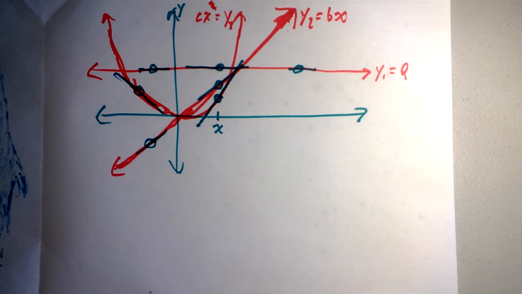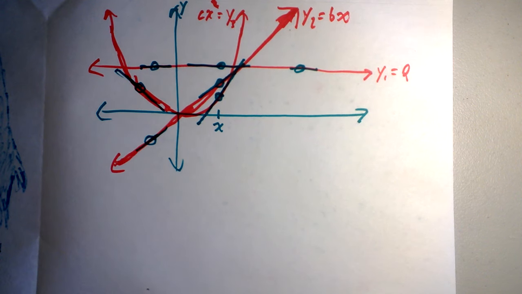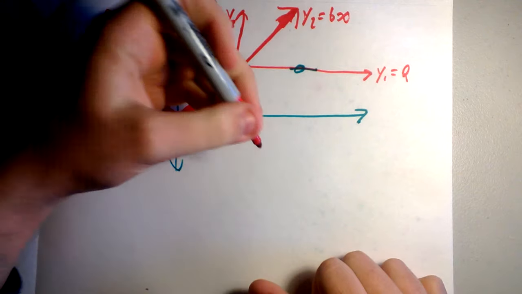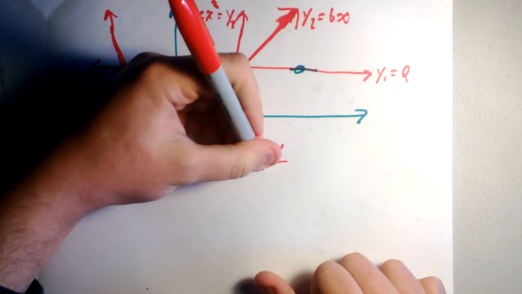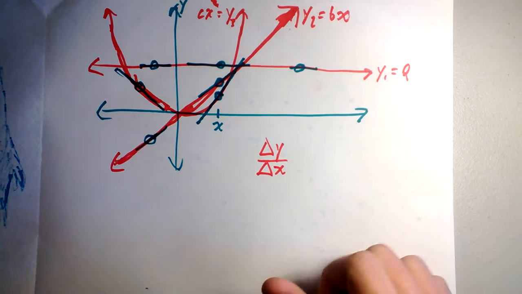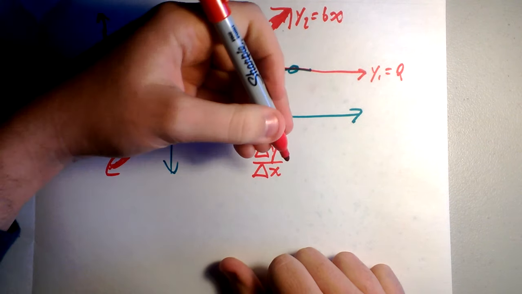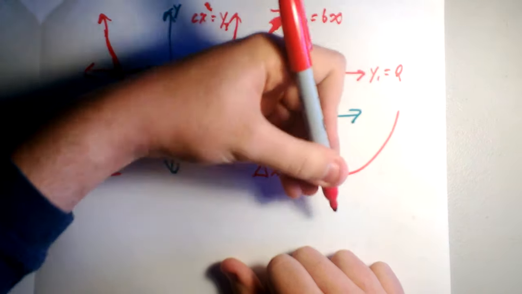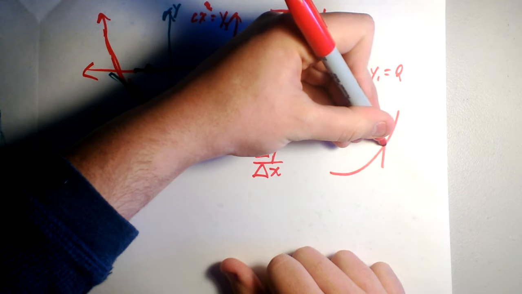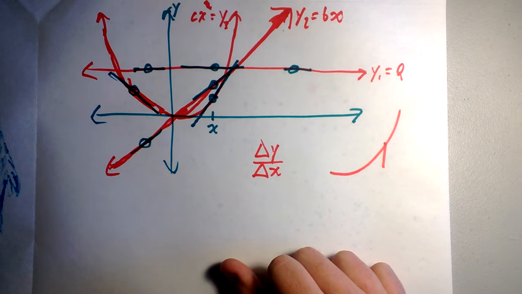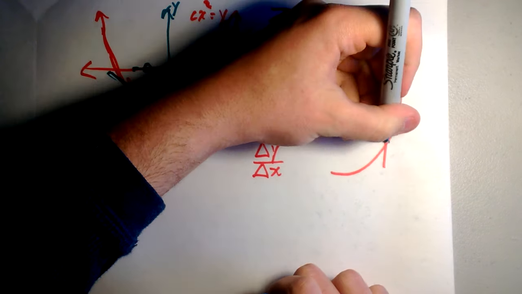So we need to define slope a little differently than we have. But first we're going to start with change in y over change in x. That's how we define slope. Let's talk about a curve. You take a point here, and take another point here.